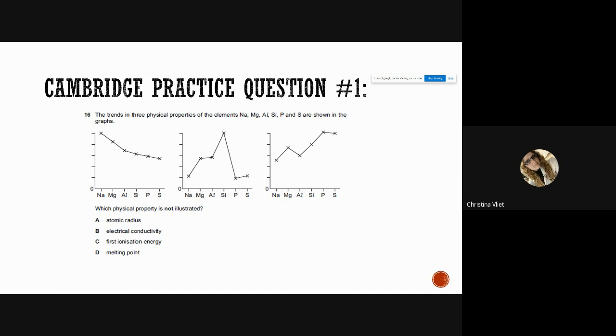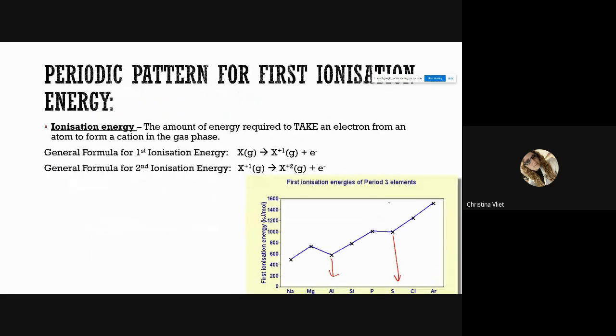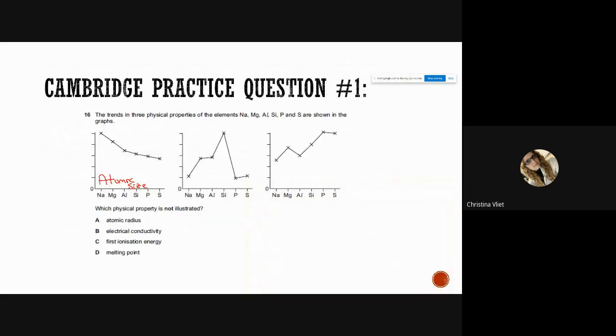Okay, then. This is atomic size, or atomic radius. I don't know. Sulfur, right? This second one is ionization. So then it has the dip at 3 and the dip at 6. That's ionization energy.